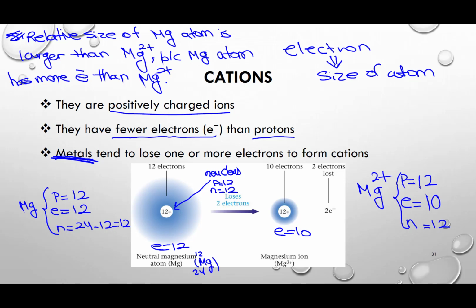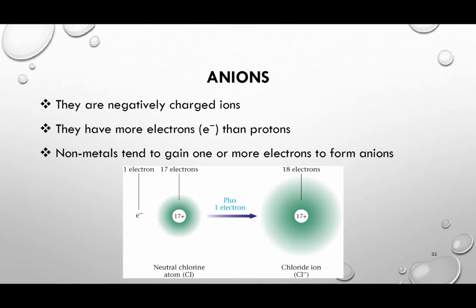Okay. Now, let's talk about anions. They are negatively charged ions. They have more electrons than protons. Because they are negatively charged, they gain the electron. Okay. And nonmetals, they gain the electrons. They gain 1 or more electrons to form ions. Okay. Then that's an example for anions. That's the definition of anions. They are negatively charged. They have more electrons than the protons. And they gain electrons. Okay.